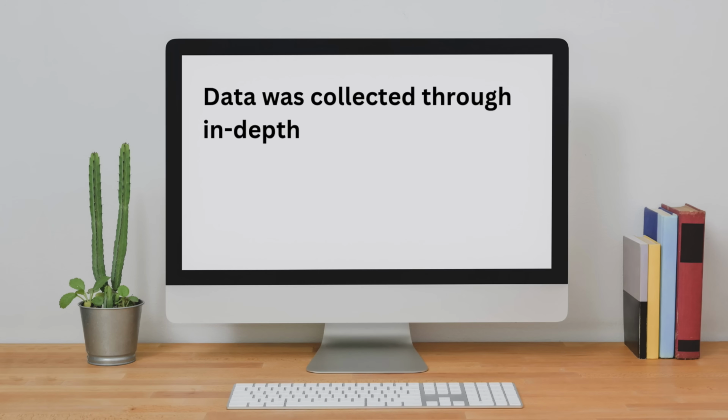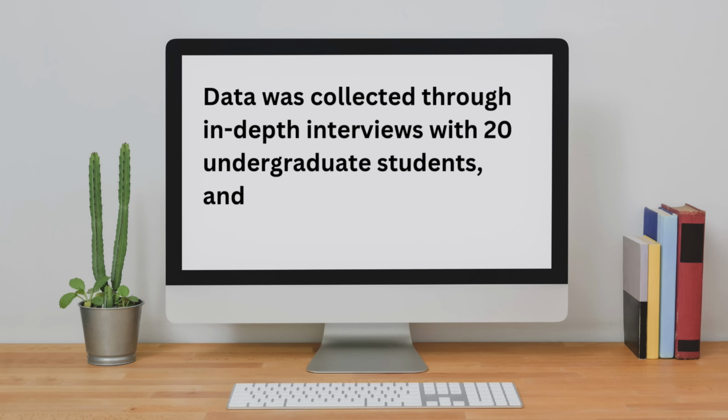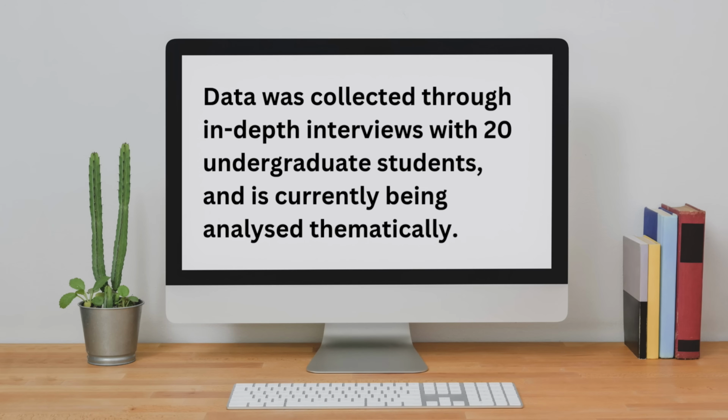Next up, outlining your method or approach. Even if your research is still in progress, say something about how you're doing it. What kind of data are you working with? What kind of approach are you going to take to analysing it? For example, data was collected through in-depth interviews with 20 undergraduate students and is currently being analysed thematically. Don't worry about going into detail. This isn't your methodology chapter. Just give enough detail to show that your work is grounded and coherent.